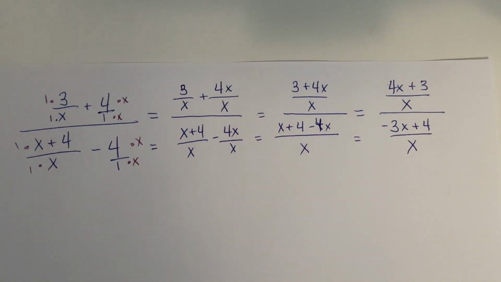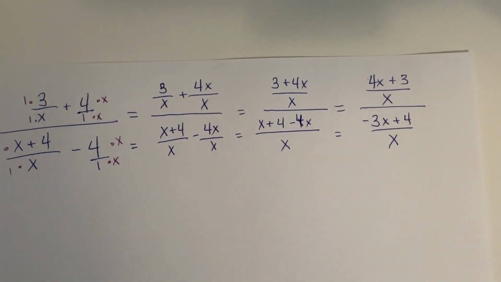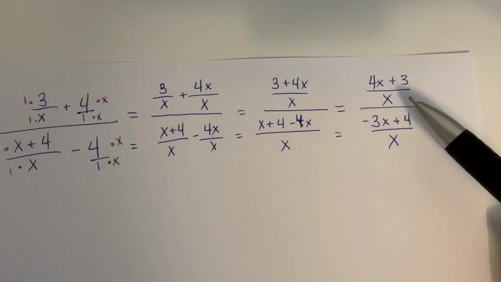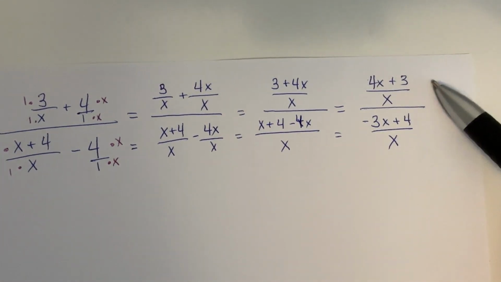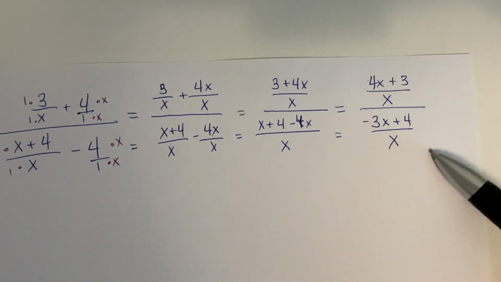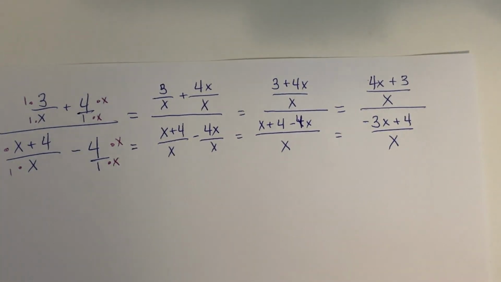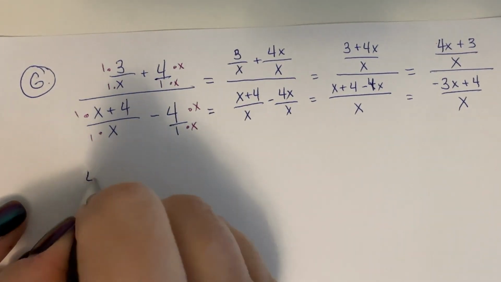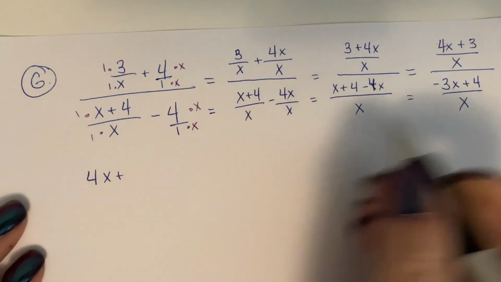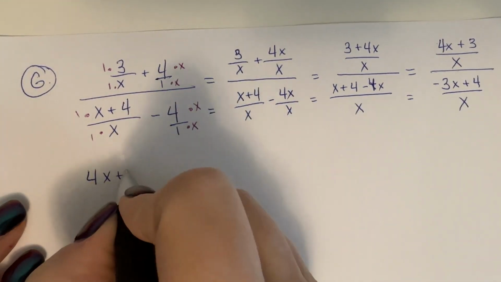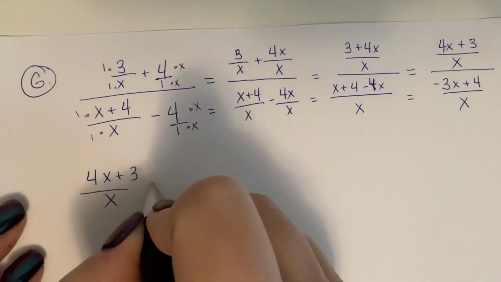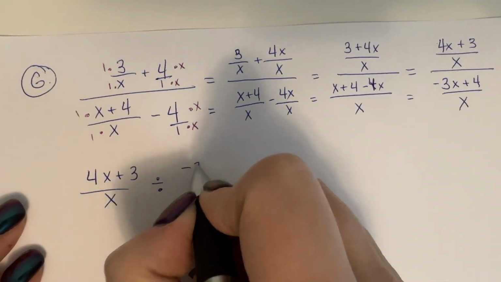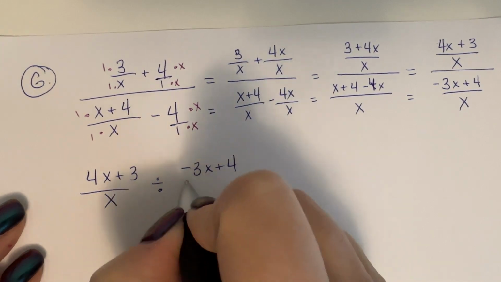Okay, now let's put it all together. Whoa, that's a lot. What I want you to notice is that your numerator and denominator both have an x in the bottom. So if you use the rules for multiplying and dividing fractions, that x is going to cancel out. Let me show you why if you need to see it. Technically, this is what you have right over here, divided by negative 3x plus 4 over x.